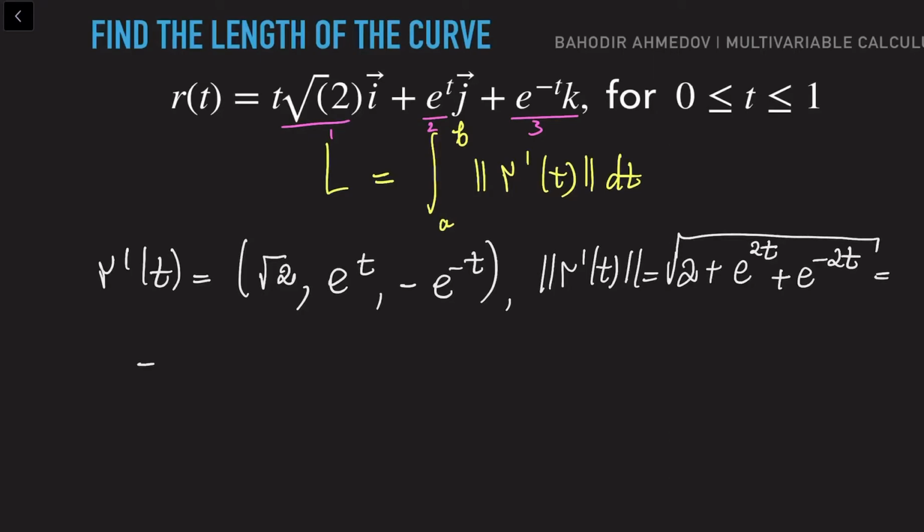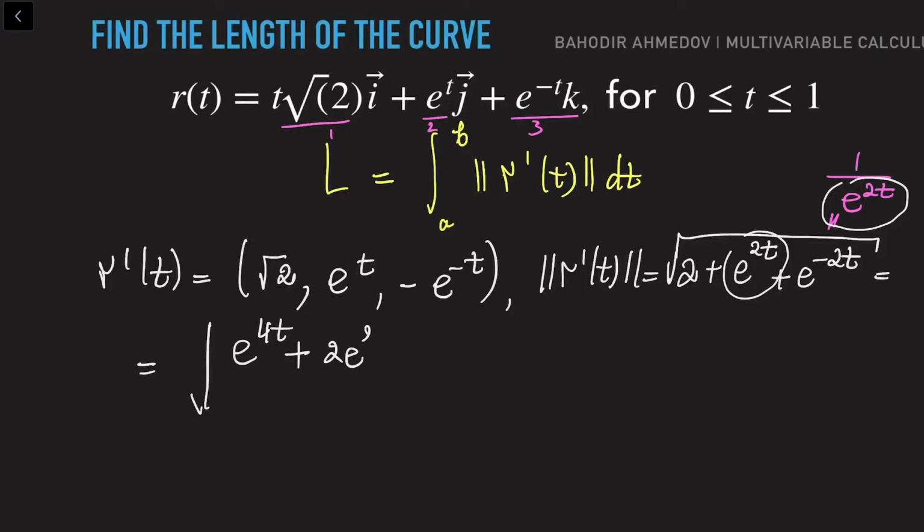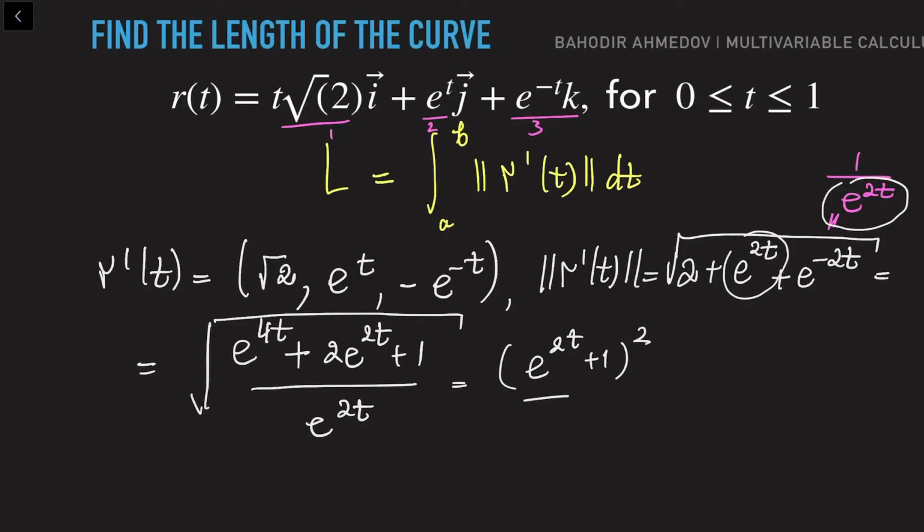So what I'm going to do is give the common denominator, because e to the power of minus 2t can be written as 1 over e to the power of 2t. So if we give the common denominator, it's going to be e to the power of 4t plus 2 e to the power of 2t plus 1, divided by e to the power of 2t. Please note that the numerator can be written as e to the power of 2t plus 1, squared, divided by e to the power of t, squared, right?